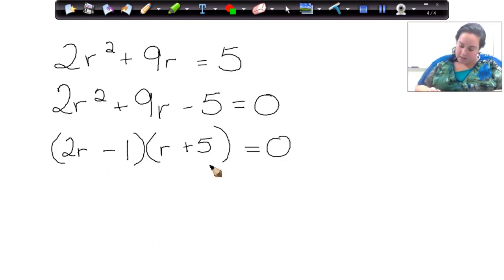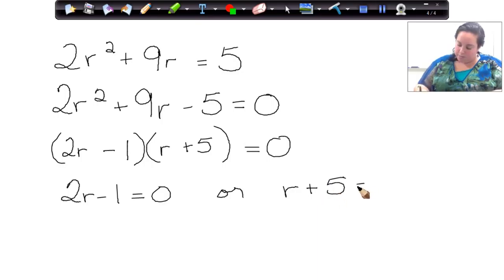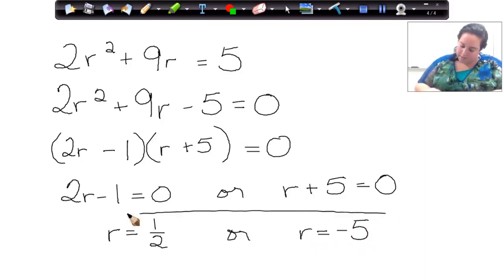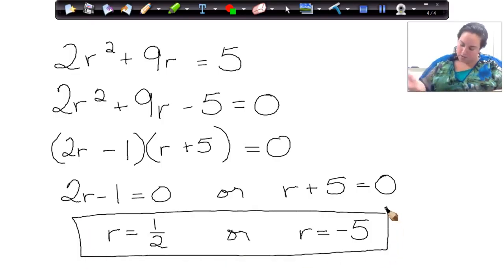We have this times this: 2r minus 1 times r plus 5 equals 0. So we can say from the zero property of multiplication that 2r minus 1 equals 0 or r plus 5 equals 0. Then we can solve this equation, and get that r is 1/2 or r is -5. Great.